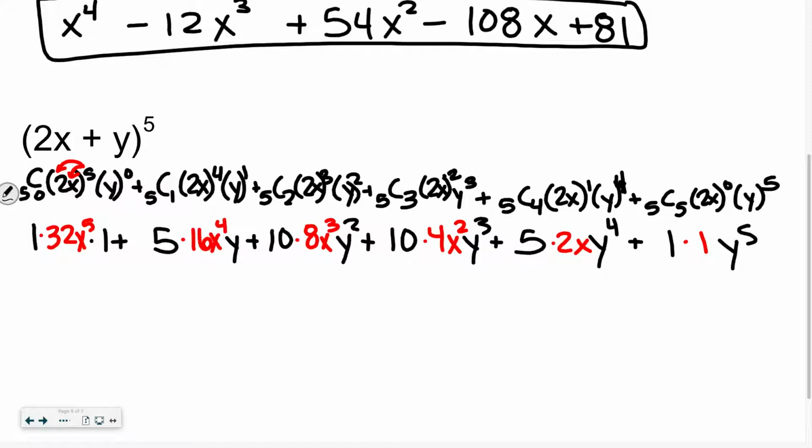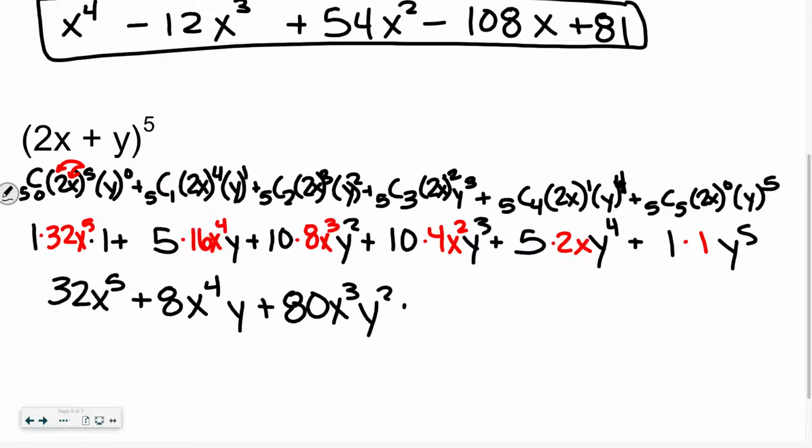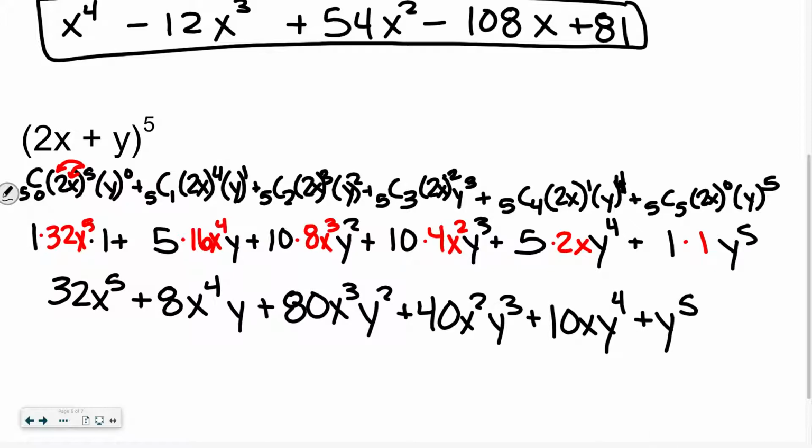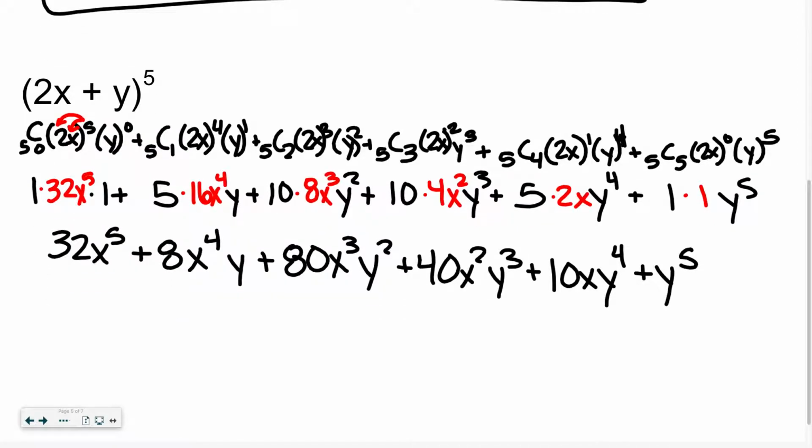If you simplify, so now you multiply, you'll get 32x to the 5th plus 80x to the 4th y plus 80x cubed y squared plus 40x squared y cubed plus 10xy to the 4th plus y to the 5th. Okay. Any questions? Like you're concerned your term may not equal my term, you don't know where my number came from?